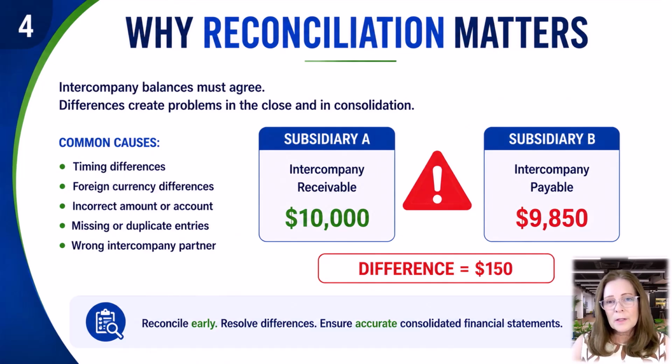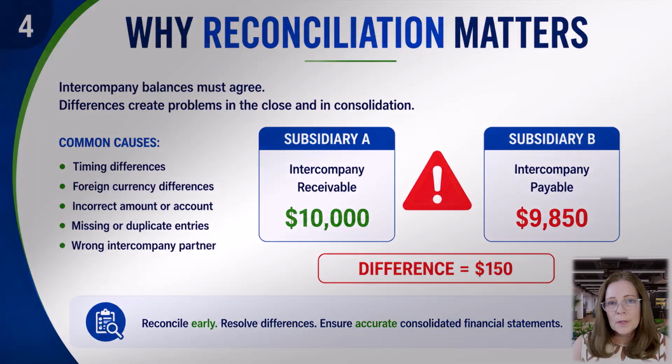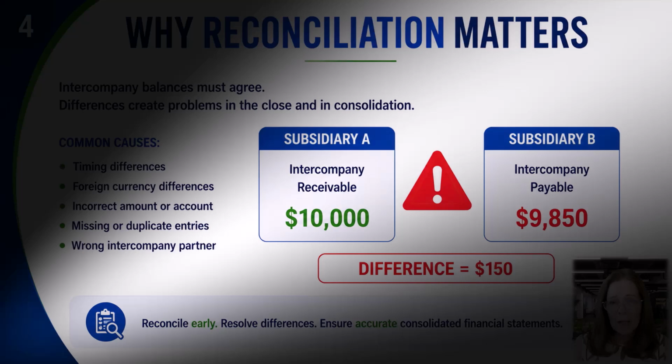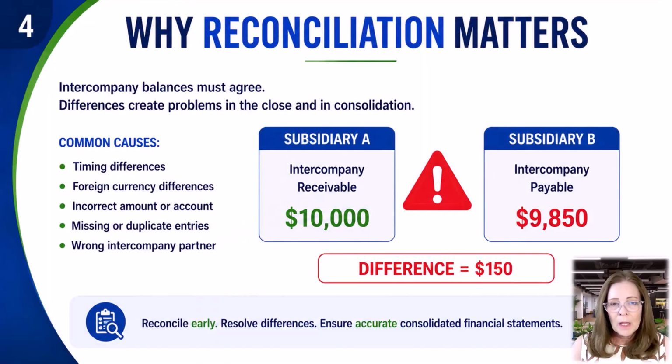Intercompany balances must agree before the financial statements can be consolidated. In our example, subsidiary A shows a receivable balance of $10,000, while subsidiary B only shows a payable balance of $9,850. That creates a $150 difference that needs to be investigated. Common causes include timing differences, foreign currency fluctuations, incorrect account coding, duplicate entries, or selecting the wrong intercompany partner. The earlier these differences are identified, the easier the month-end close becomes.